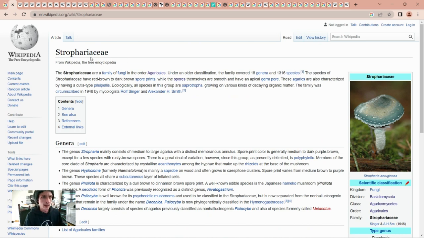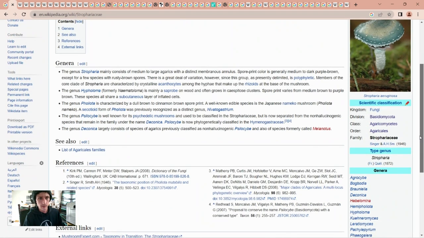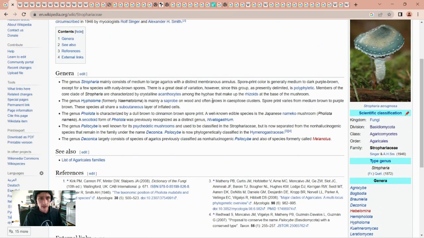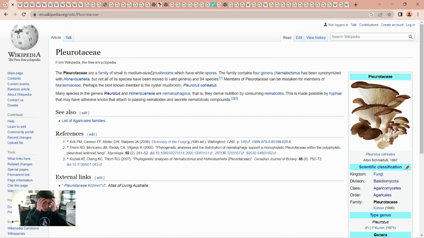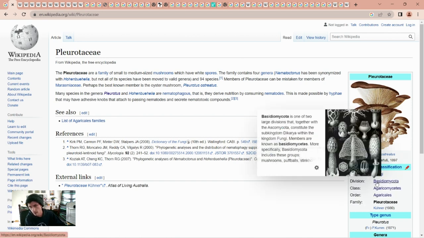So Strophariaceae is a family in the order of Agaricales. It contains the Stropharia genus. Another family within the order of Agaricales is going to be Pleurotaceae, which contains all of the oyster mushrooms. You can see over here on the right that it breaks it down kind of like we are.